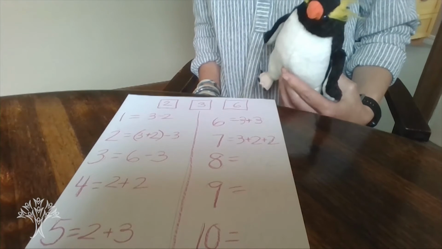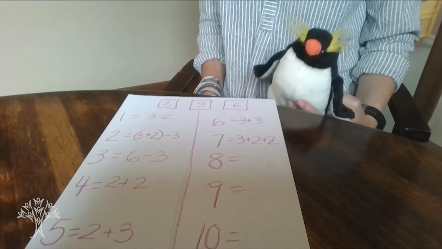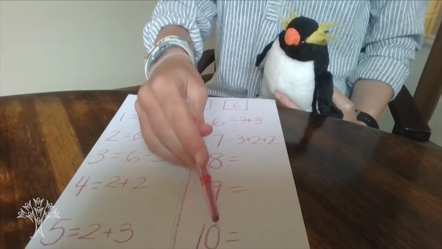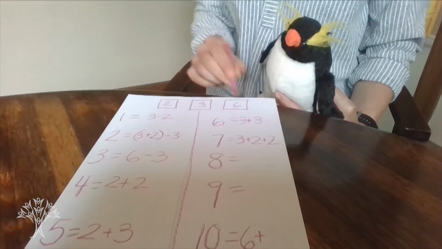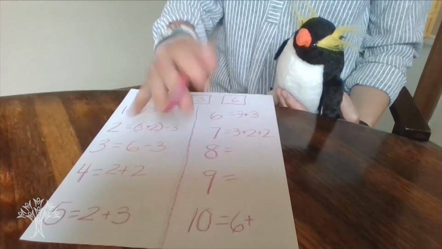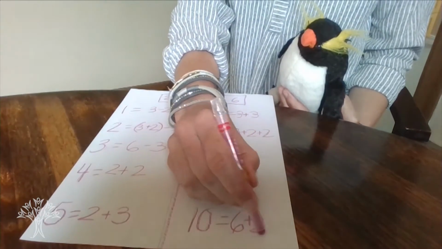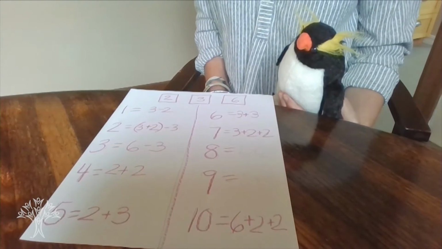What's that, Rockhopper Penguin? You saw another one? He thinks that you can do 10 by making 6 plus 4. And since there's not a 4 here, he said use 2 and 2. So I can go 10 equals 6 plus 2 plus 2. Oh, I'm so close to clearing the board.